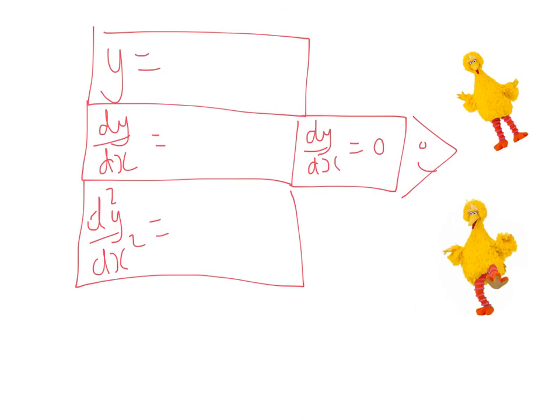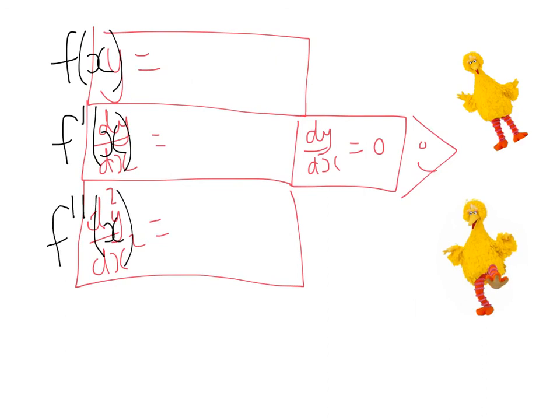And the only last thing I'm going to leave you with is if they don't use a y notation, they use an f of x notation, then dy by dx is the same as f dash x. And of course d2y by dx squared is the same as f double dash x. So don't panic if they use f of x rather than y. Alrighty?